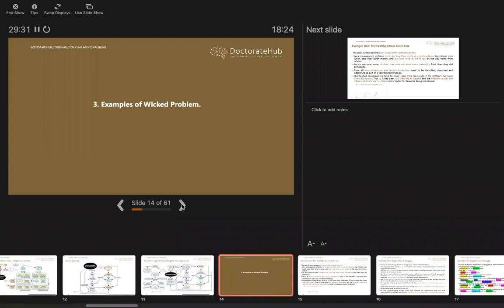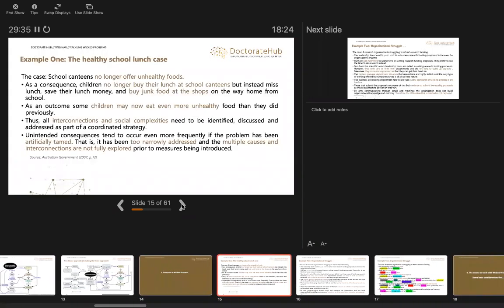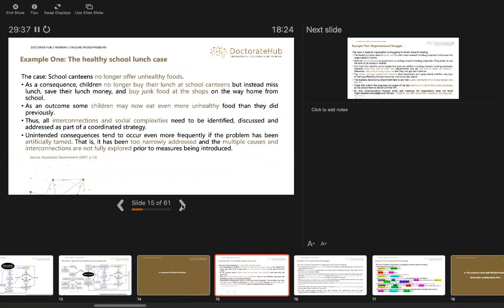So let's look into examples. There's a school case which goes as: school canteens no longer offer unhealthy foods. So that's well meant. But as a consequence, children no longer buy their lunch at school canteens, but instead they miss lunch. They save their money. They buy junk food at the shops nearby on the way home from school. And as an outcome, some children may not even eat more healthily.